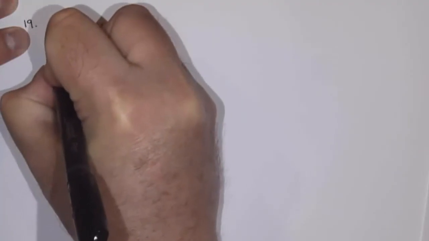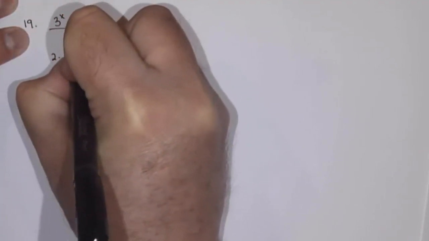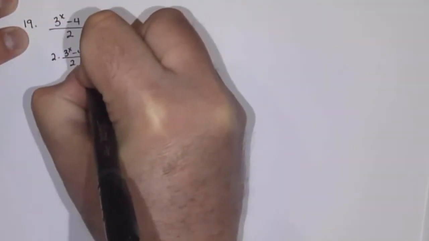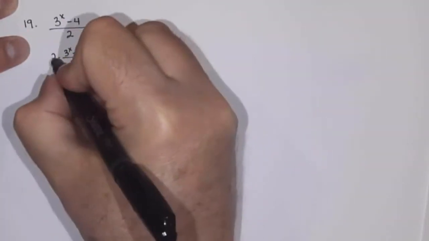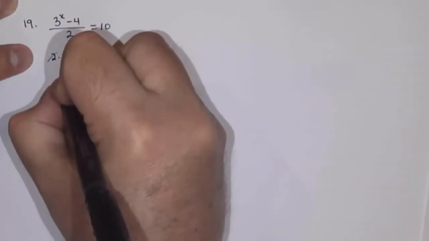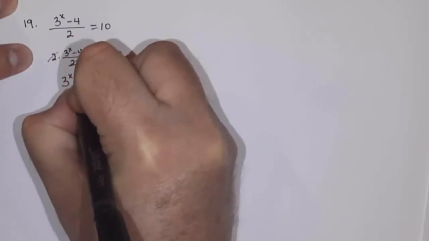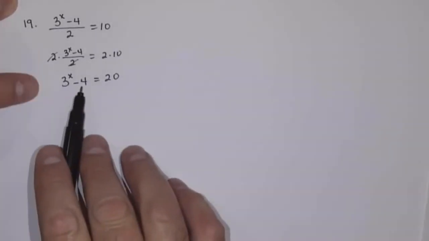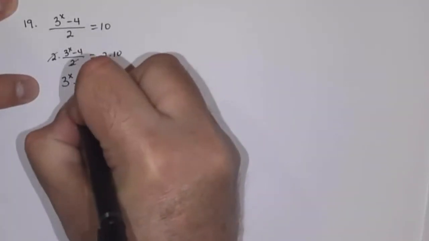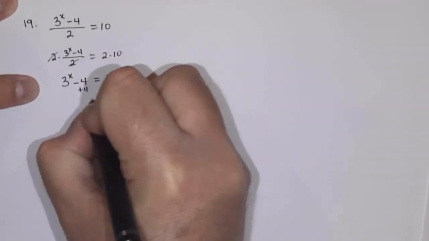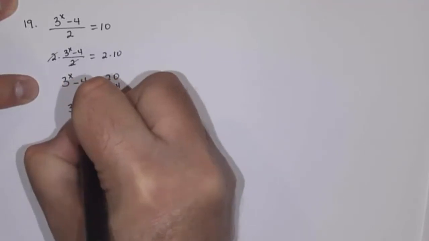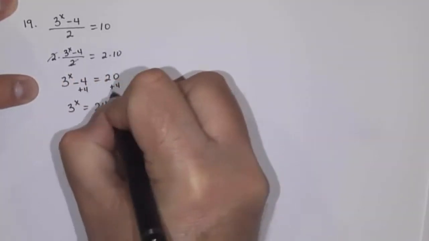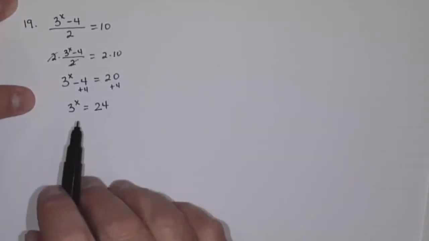If we do that, I'm going to have 2 times (3 to the x minus 4) over 2 equals 2 times 10. On the left, the 2's will cancel, and we'll have 3 to the x minus 4 equals 20. Next, I need to get rid of the minus 4, so we can add 4 to both sides. And so we get 3 to the x power equals 24.